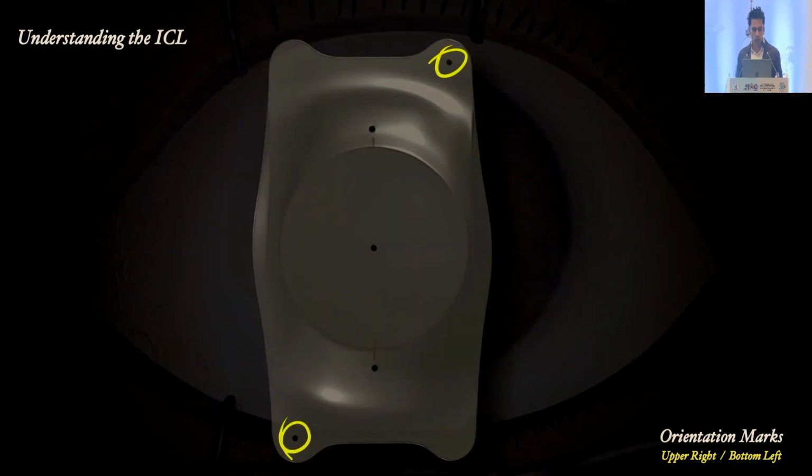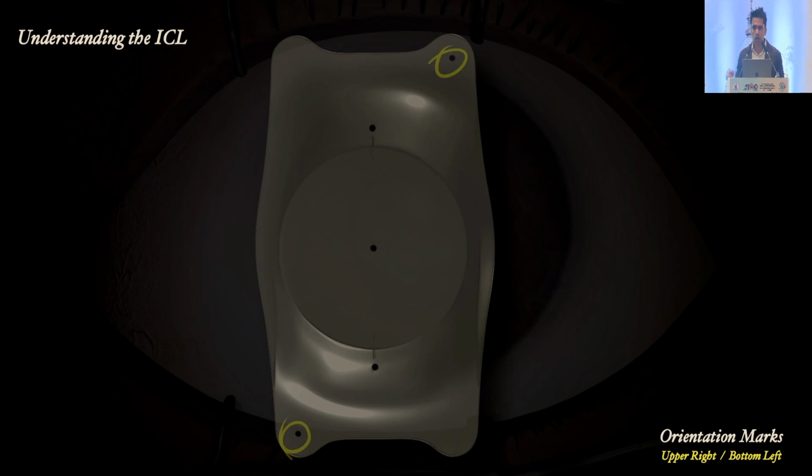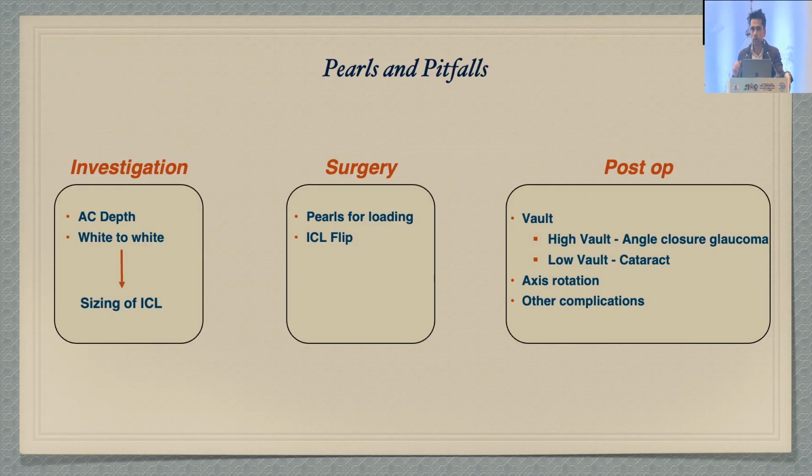So here you can see, understanding the ICL is extremely important. That's the orientation marks. So if you even rotate it 360 degrees, it's always going to be in the same orientation, bottom left, upper right. One of the hints that I can tell people, especially beginners who are going to start this, hold your steering wheel in that position, and that kind of becomes your norm when you're starting this procedure of phakic ICLs.